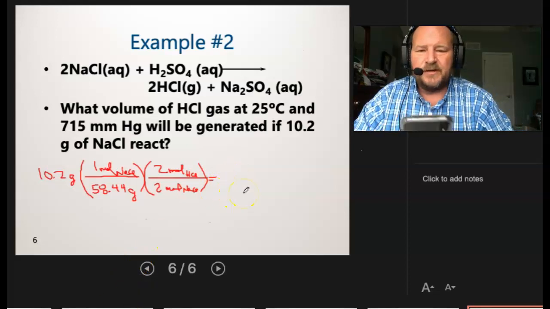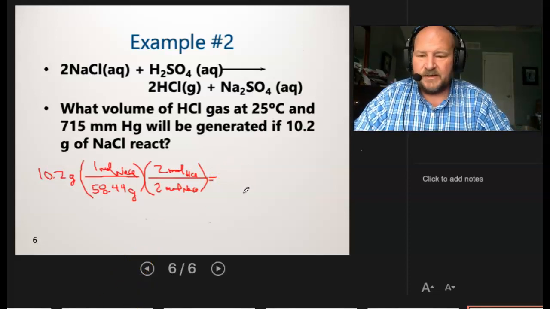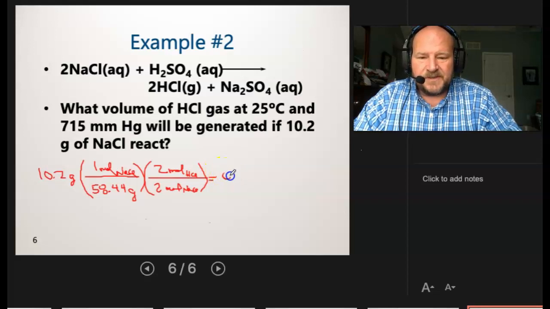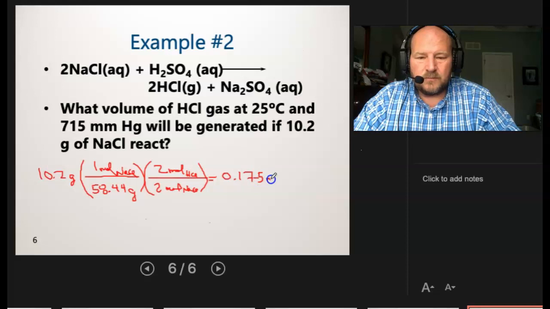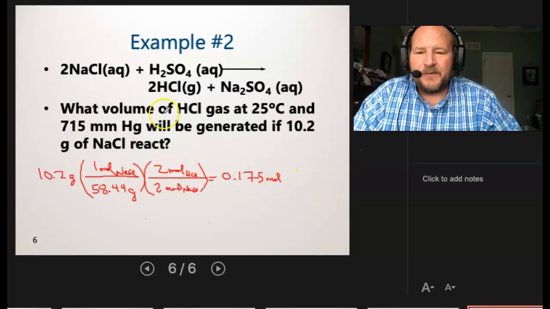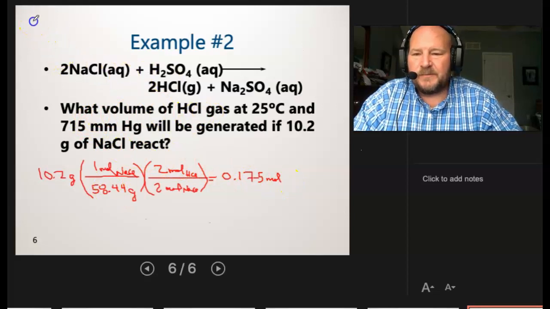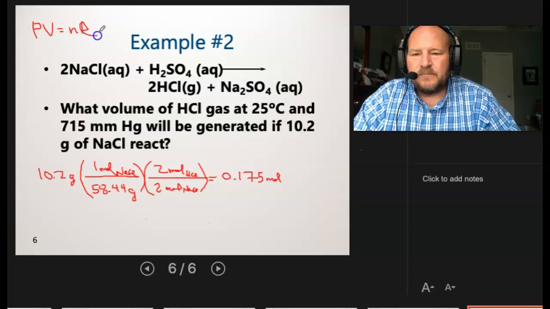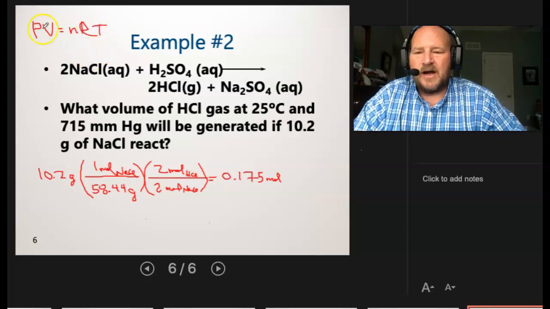All right, so at this point, I'm going to go ahead and calculate this out. I'm going to take 10.2 grams, divide by 58.44, times 2 over 2. This tells me it's going to be 0.175, and I get 3 sig figs here, so 0.175 moles, and that's going to be of HCl. Now, they want to know what volume. So remember, we're starting with PV = nRT. So now I want to know V.